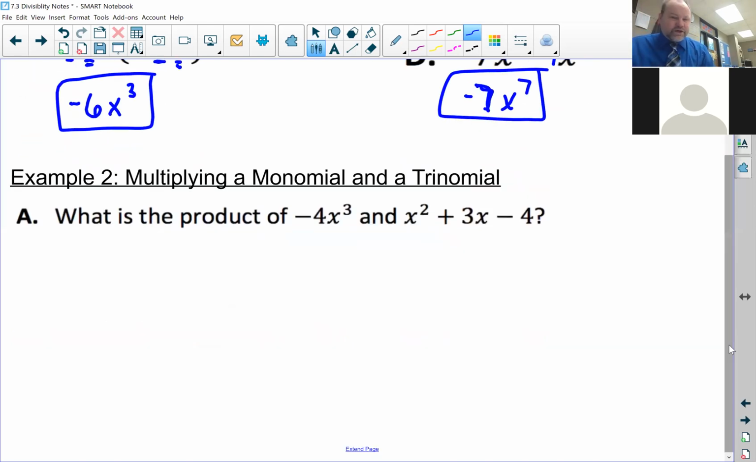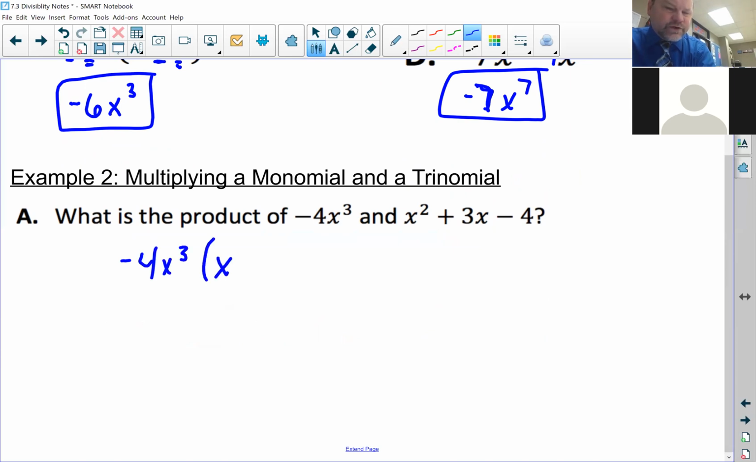After that, we started talking about, well, what happens if we have a monomial times a polynomial? How does that change? In this case, we're looking at -4x to the 3rd times x squared plus 3x minus 4. And with this one, what we're going to do is use the distributive property.